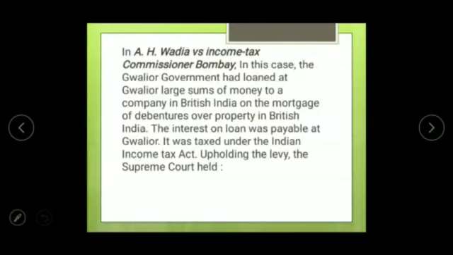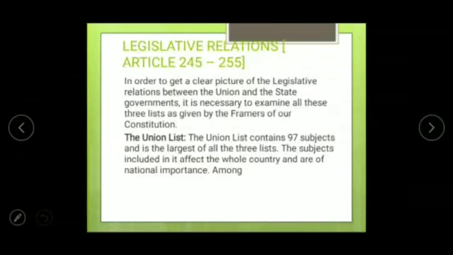Moving on to legislative relation. Now, distribution of this legislative power with respect to subject matter. When we are done with the subject of territory, here comes the subject matter. Now, in terms of Article 246, there is a threefold distribution of legislative power between Union and State. It is given in the 7th Schedule of the Constitution, which contains 3 lists.